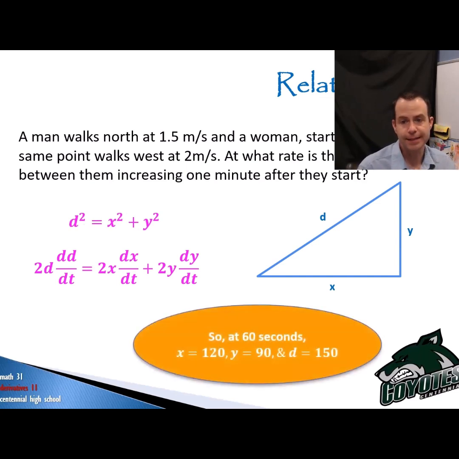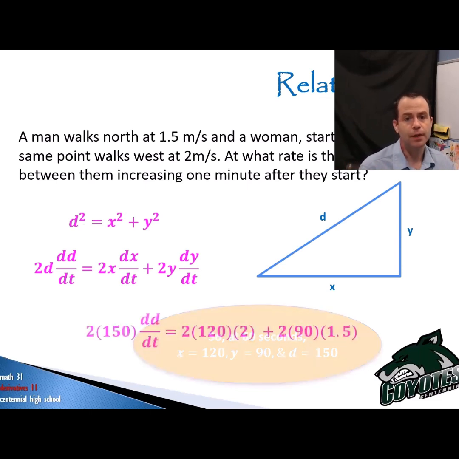So at 60 seconds, x will be 120, y will be 90, I already told you that, and then I just plug that into the Pythagorean theorem and my d value is 150, okay? So now I know everything but dd over dt. So I plug in everything I know. I know that d was 150, I don't know dd over dt, that's what I'm going to find out. I knew my x value was 120 and my rate for x was 2. I knew my y value was 90 and my rate for y was 1.5, okay?